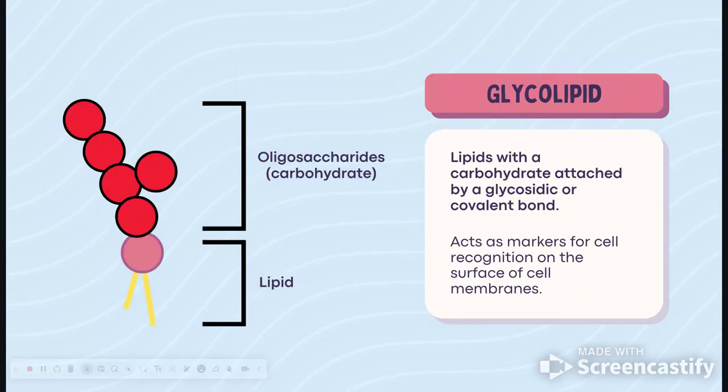Then we have glycolipids. Glycolipids are made of lipids, as it says in the name, and a type of carbohydrate called oligosaccharides. Excuse me if I pronounce any of it wrong. And these two are bonded together by a glycosidic bond or covalent bond. The glycolipids' role is to be a marker for cell recognition on the top of the cell membrane.